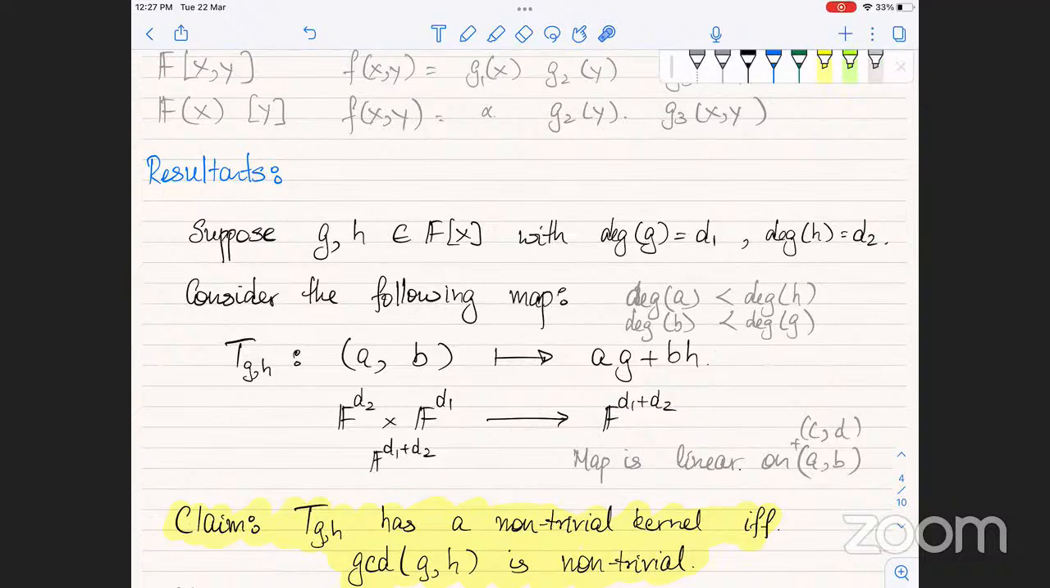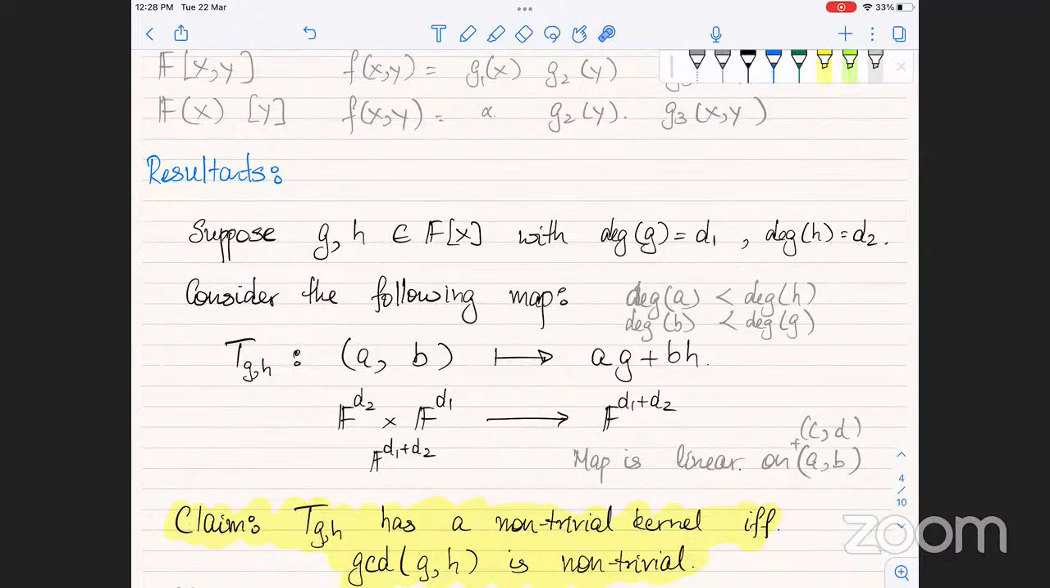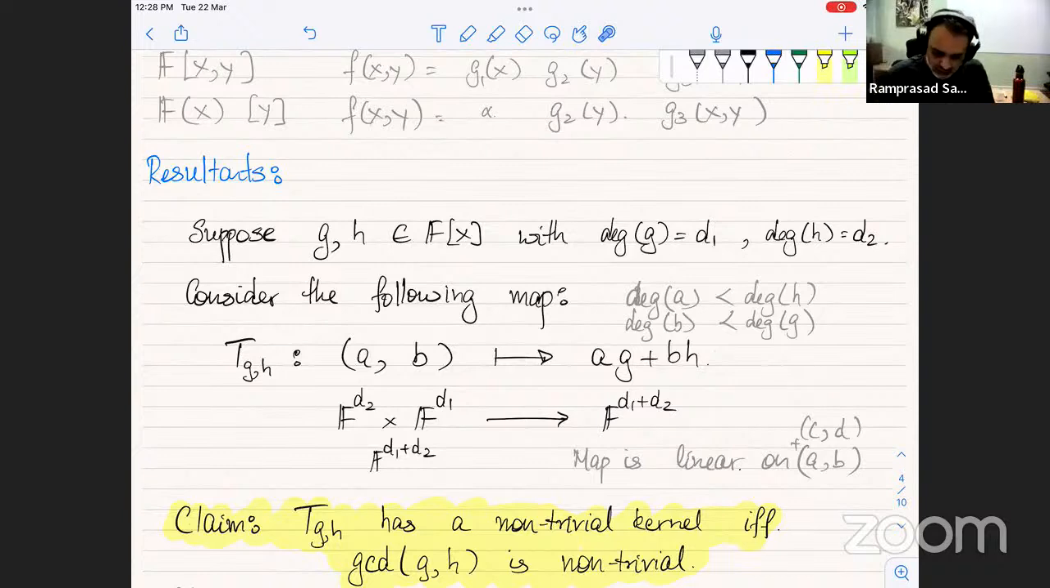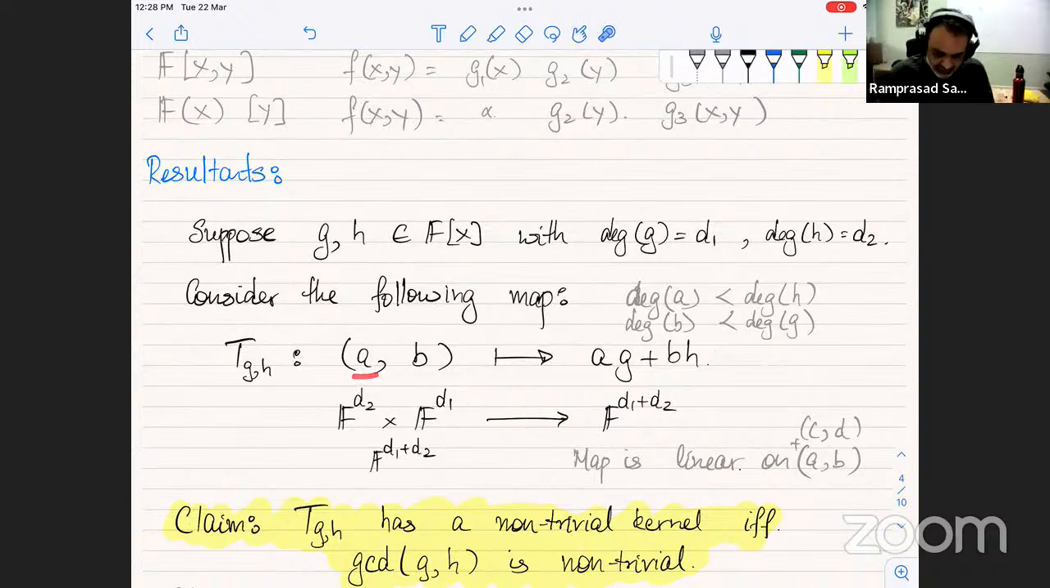Sorry to interrupt. Sorry, yeah, go ahead. Degree of ag plus bh is the maximum of degree of g comma degree of h, right? No. So a has degree at most degree of h minus 1, and then I'm multiplying with g. A is a field member, not a... No. A is not a field member. A is a polynomial of degree at most degree of h. Okay. Right?